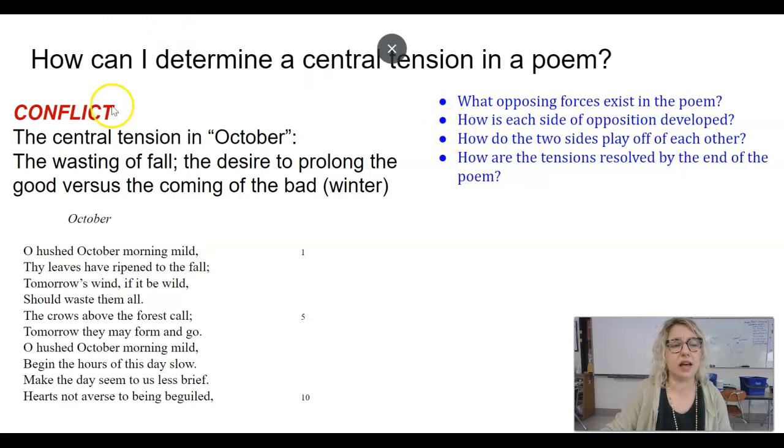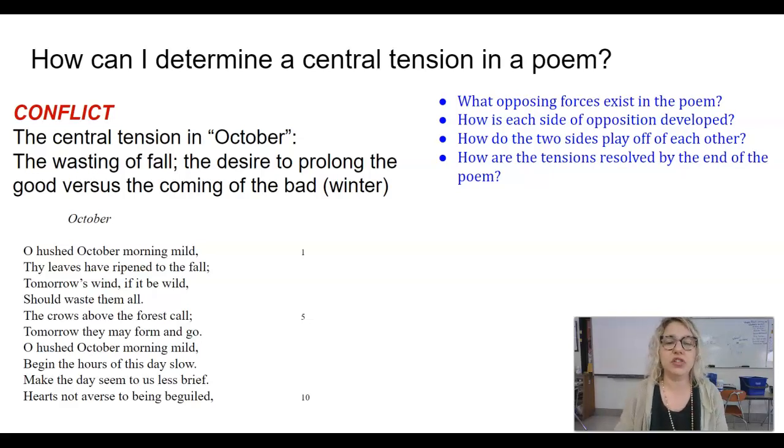Central tension is basically the conflict in a poem. When we analyze narratives like short stories and prose, that is maybe fiction or prose, other than nonfiction, we often look for the conflict towards the beginning of the text. Sometimes there is an inciting event, right, where something happens, a problem arises that the characters have to deal with, or the protagonist has to deal with, respond to in some way.